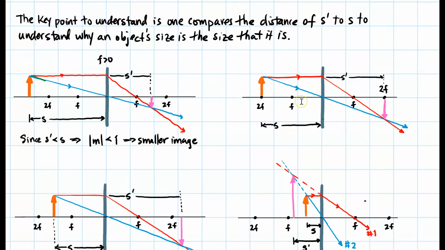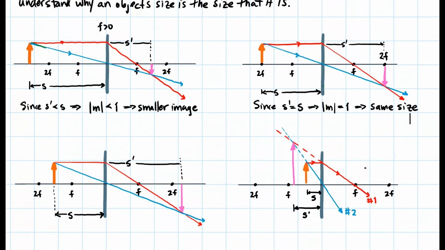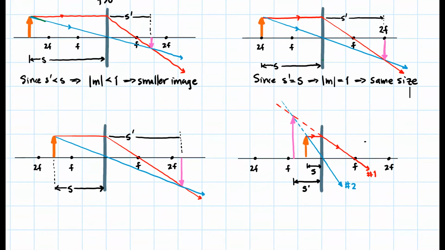Now if I come over here to the lens where the object is at 2f, we see that the image is also at 2f. Because they're the same distance, the magnification will be 1 and I have a same size image here. The last two lenses we could see here: when the object is in between 2f and f, this distance is shorter than the S prime distance. So because S prime is bigger than S, we then have a larger magnification.